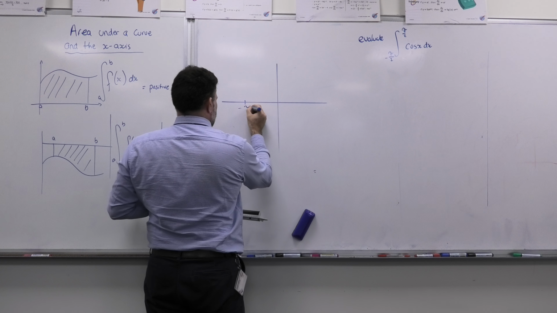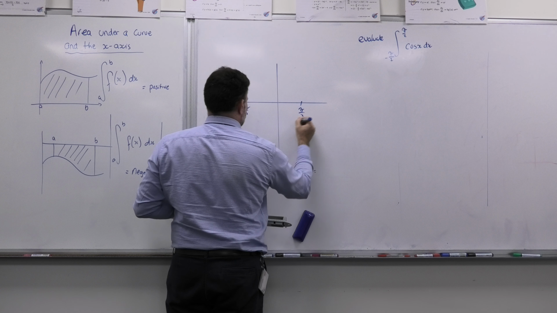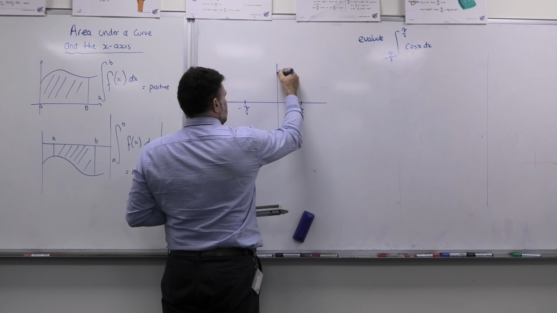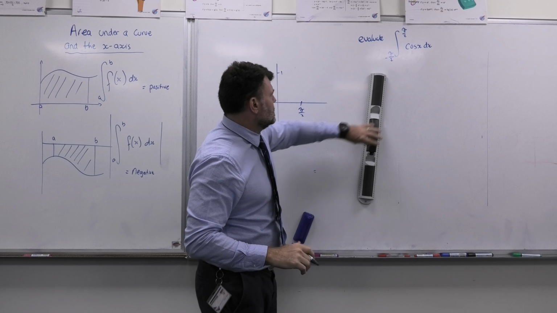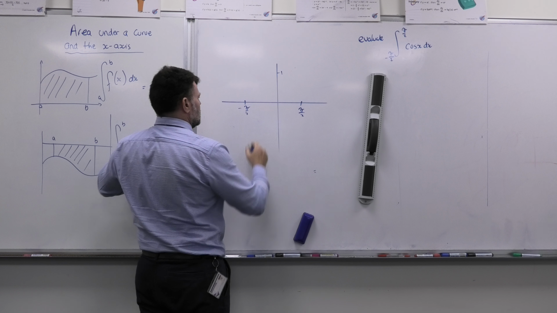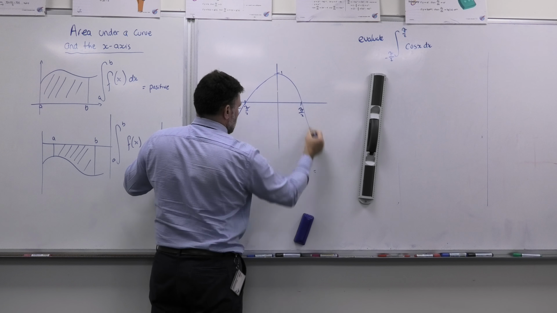We'll have negative pi on here. We'll have pi on to here. And we know that if it's cos x, it's going to have a height of 1 up here. So let's just sketch this out. We're trying to find out this area.